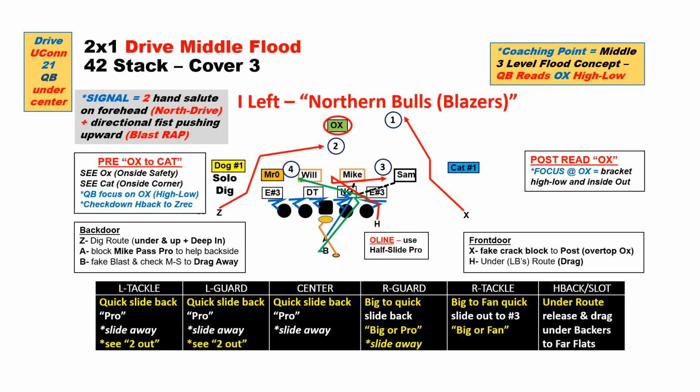If you want to attack the middle of the field, we can use our drive middle flood. It's off of our blast series. Again, fake the blast. X is going to go ahead and fake the crack block and then up to the post over top of the X. Backside Z is going to run that dig at 15 yards. And then we're going to go ahead and have the H run an under route dragging. Quarterback, real simple, makes his fake and he's going to look high-low where we're focusing on that strong side safety or the onside safety, the ox.